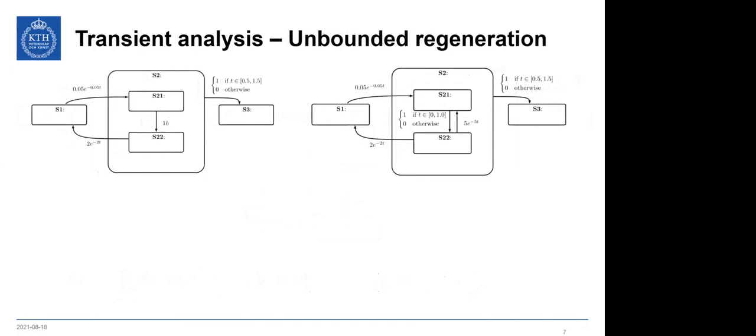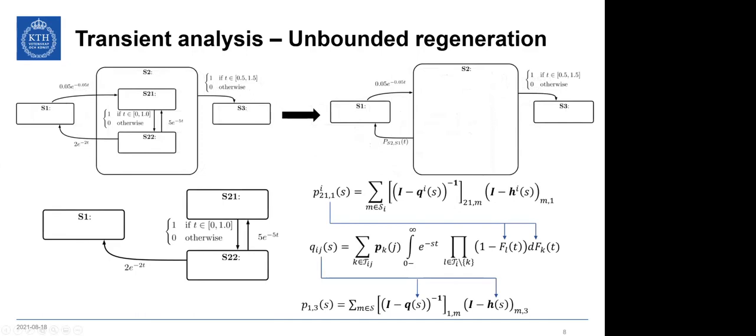Now, the tougher case is what we can see here. The left figure is what we had before, and the right is what we call a model with unbounded regeneration. In this case, we can take an infinite number of transitions inside of S2 before it is left, while on the left we can only take one inside of S2 before it's left. We still want to do the same thing: transform this HSP model into an SMP model. But finding this distribution is a much harder task.